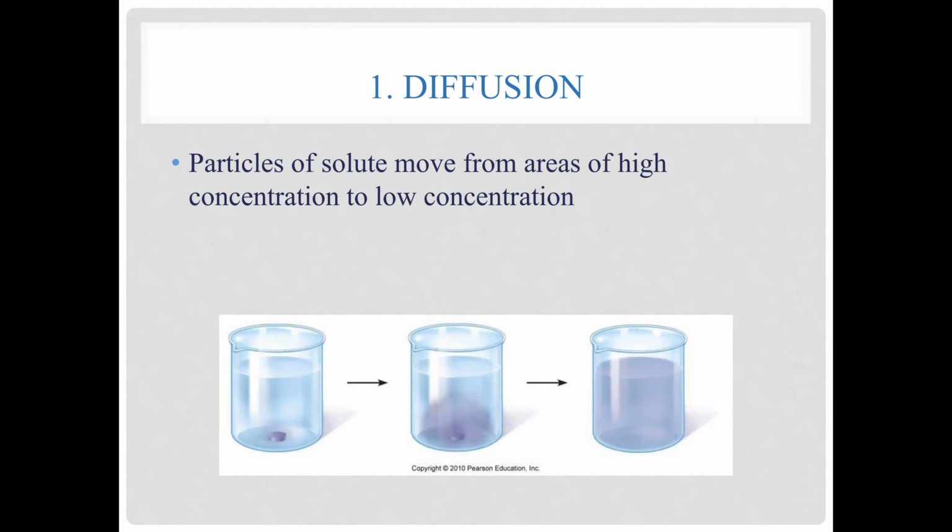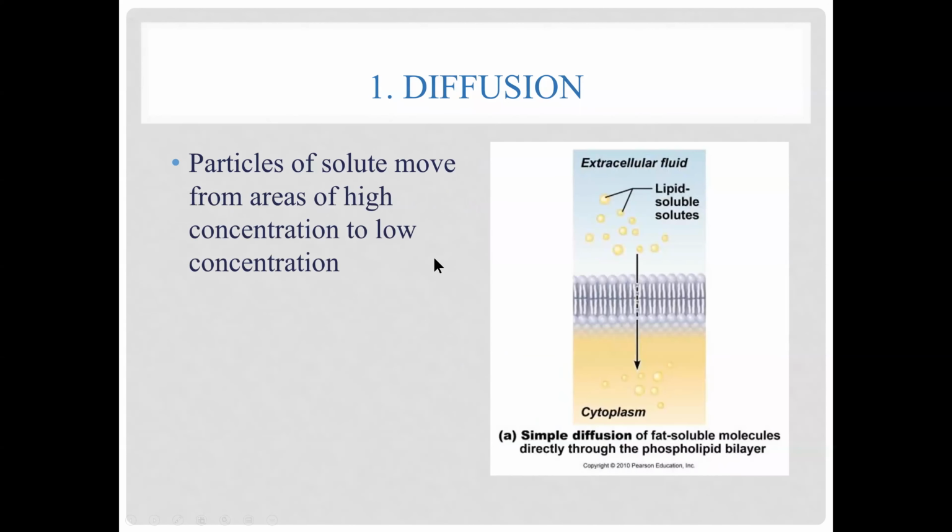So diffusion is the movement of a substance. It can be a liquid, it can be a gas, it can be a solid. Movement of a substance from an area of higher concentration to an area of lower concentration, down a concentration gradient, because you're going from high to low, until equilibrium is reached. That is diffusion. Particles move from an area of high concentration to an area of lower concentration. So very small lipid-soluble solutes just go right through the plasma membrane, from high concentration to lower concentration.